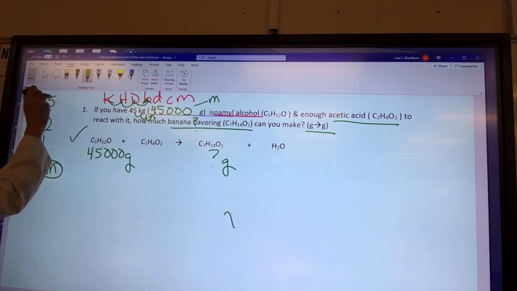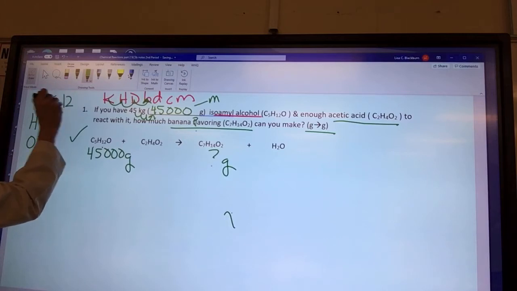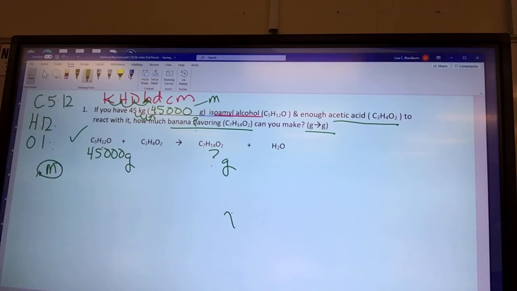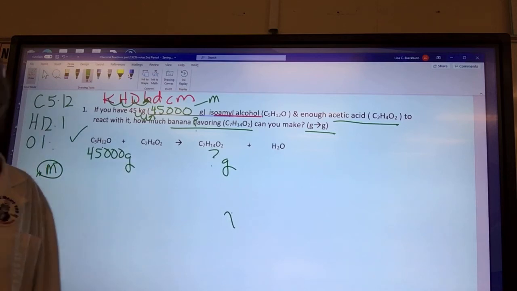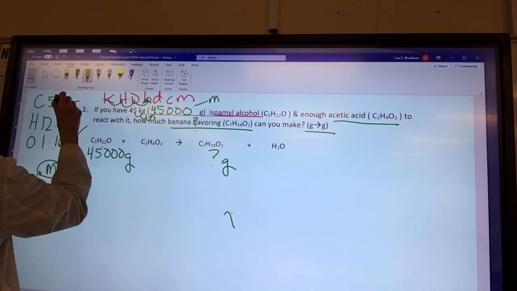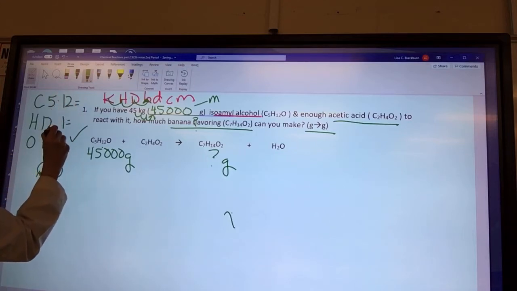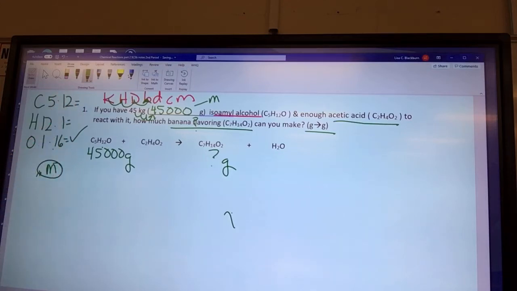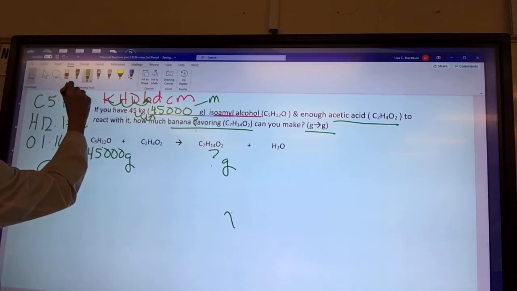Okay, next, we multiply them times their molar mass on the periodic table. What is the mass of carbon on the periodic table? 12. We're rounding to whole numbers. What's the mass of hydrogen? Hydrogen is 1. What's the mass of oxygen? 15. So 15 rounds up to 16. Now we write those down. What is 12 times 5? 60. Y'all are so smart.